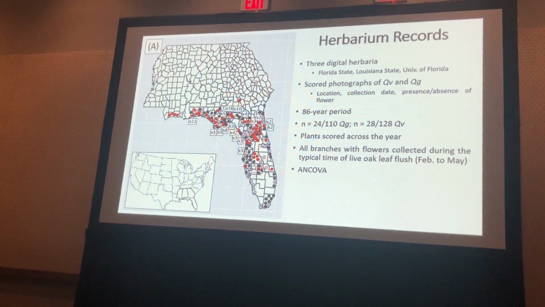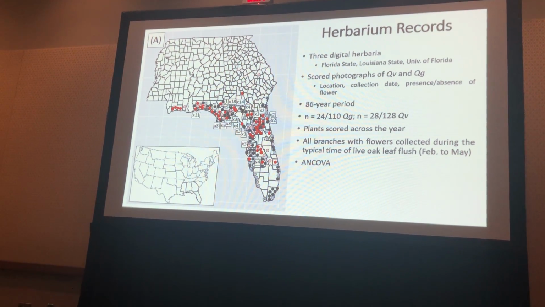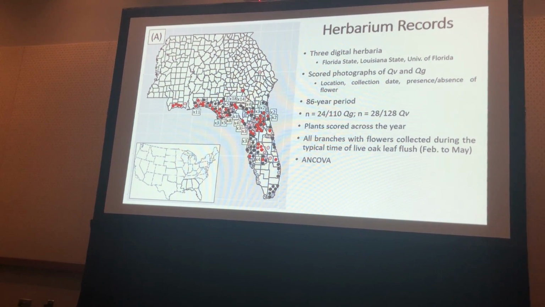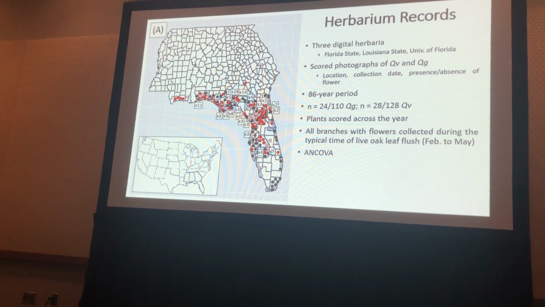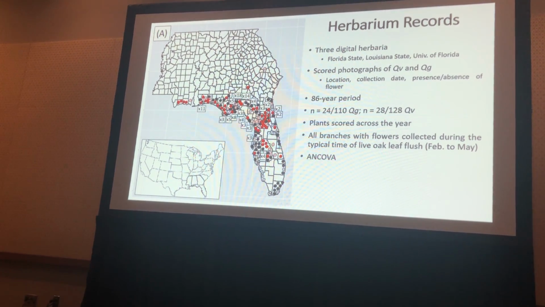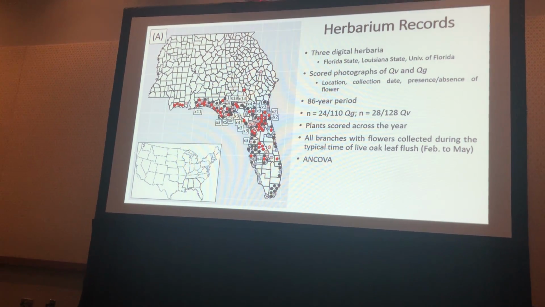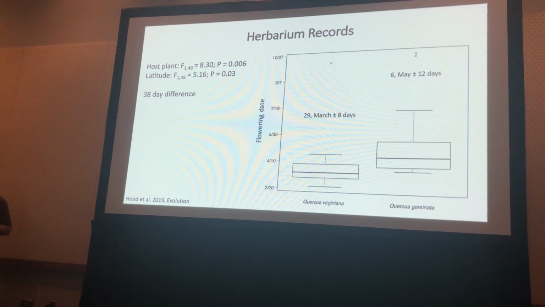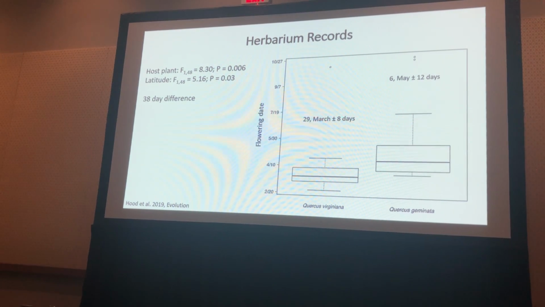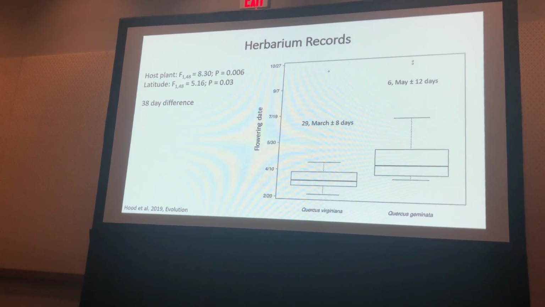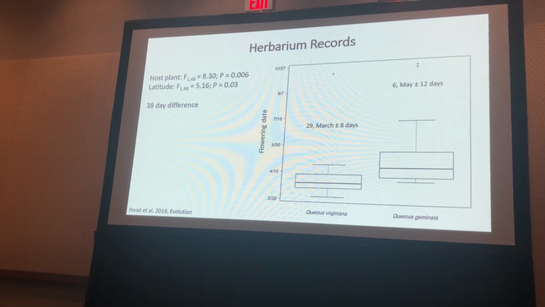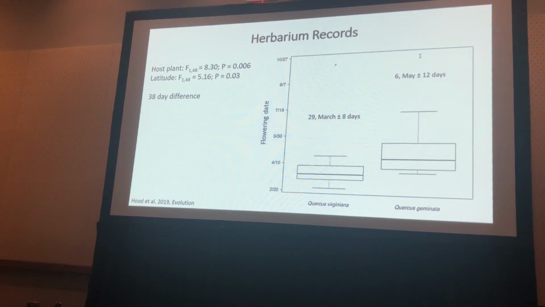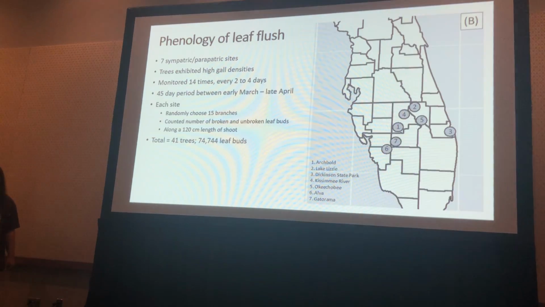This was across years. I'm not going to show this data, but the surveys were done throughout the year, and flowers were only observed during the typical time of oak flowering. Here are the results. There's about a 38-day difference between flowering times. QV flowers earlier than QG. This is significant. We found a moderately significant latitude effect here.